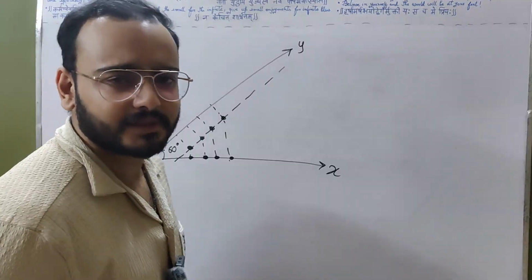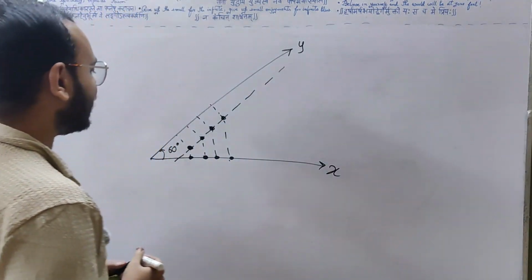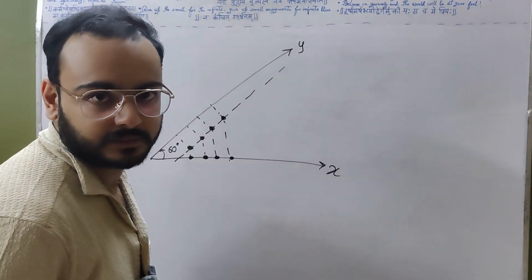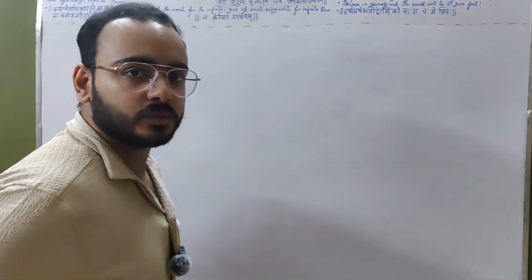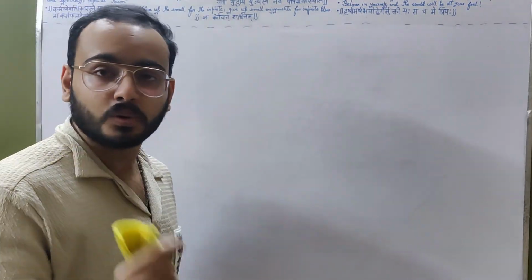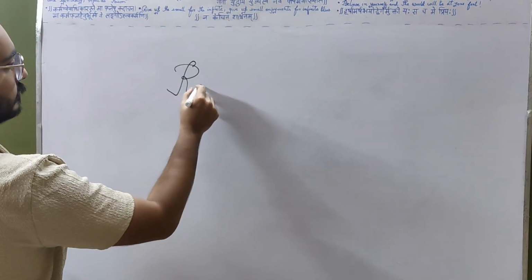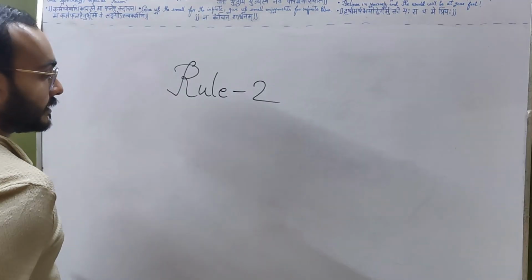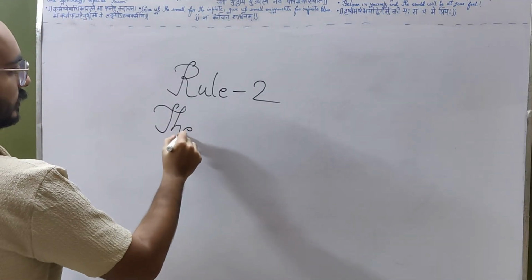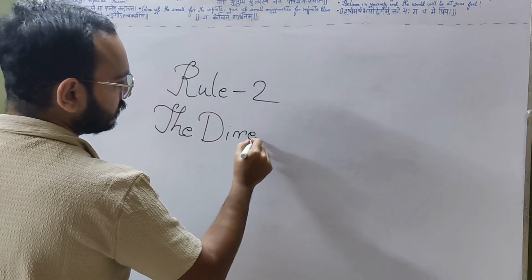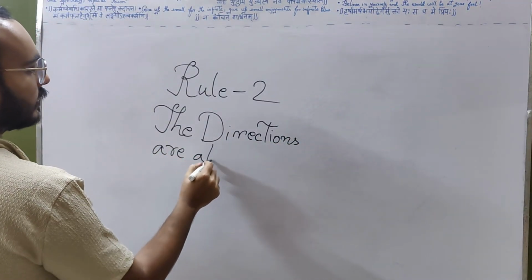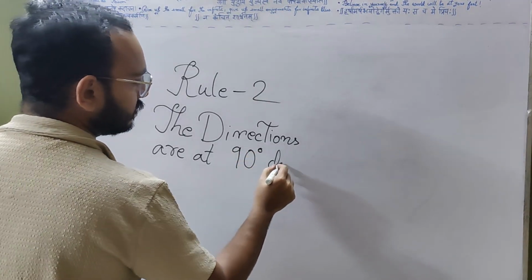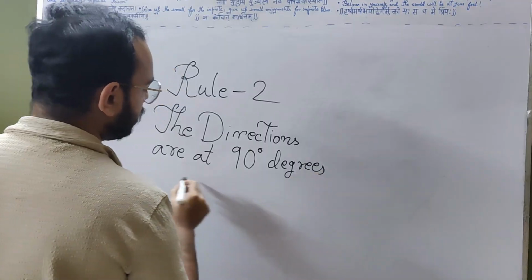Why do I need to make my life harder? That's why I need an orthogonal set of coordinates, I mean the coordinates which are 90 degrees with each other. So the second rule to have a relevant coordinate system, rule 2, is that the directions are at 90 degrees to each other.